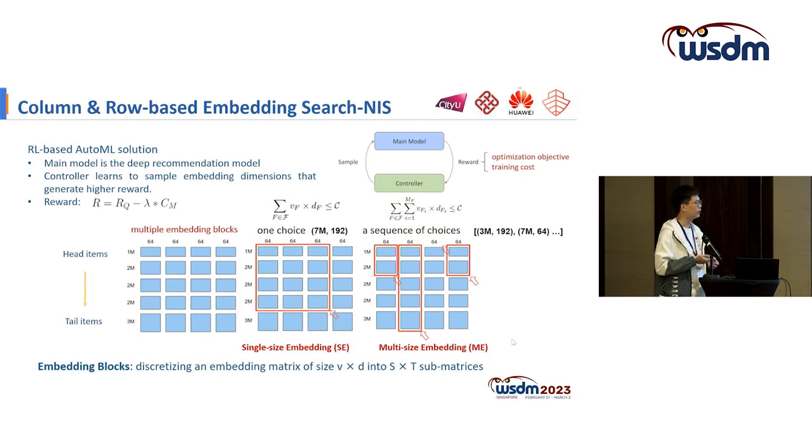For the single-site embedding mode, the controller will make one choice by sampling a pair from the search space, which will form the representation. And for the multi-site embedding mode, the controller will make a sequence of choices. We can see that the final representation will be the concatenation of all the embedding blocks, and the controller will receive the reward returned from the main model based on the validation dataset, and the reward considers not only the optimization objective, but also the training cost.